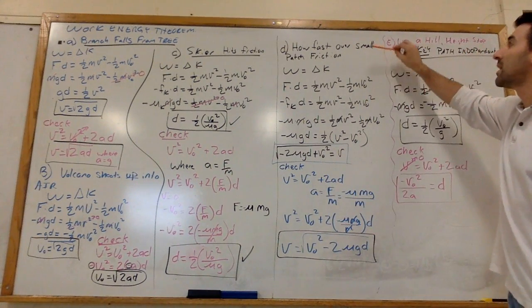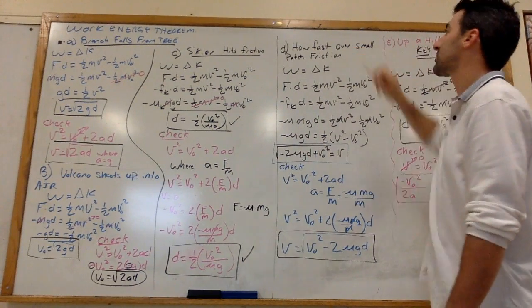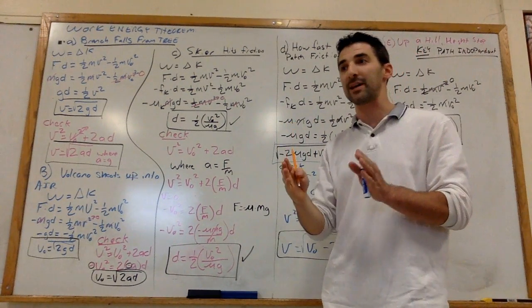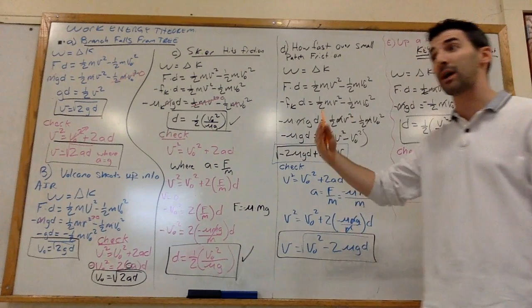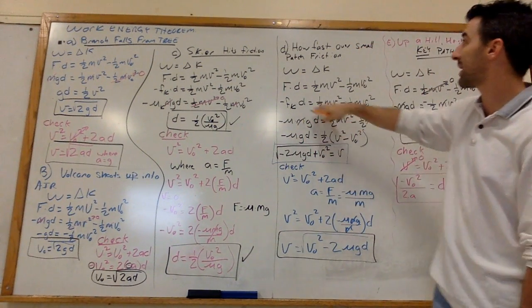Moving forward, instead of just the distance, now I want to know how fast the skier would be going if that patch of friction was just small, not large enough to stop him. We're going to go through the exact same format again.